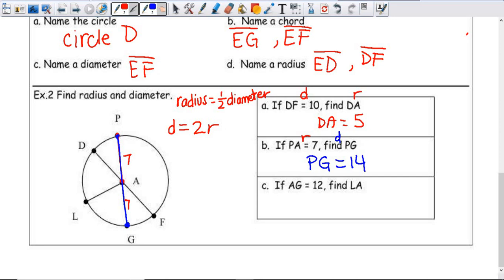All right, now the last one, let's see what we're given. So if I give you that AG is 12, that is a radius, and we need to find LA, that is also a radius, so LA is 12, because any radius in the same circle is the same. All radiuses are the same, all diameters will be the same length given the shape. Let's flip the page over.